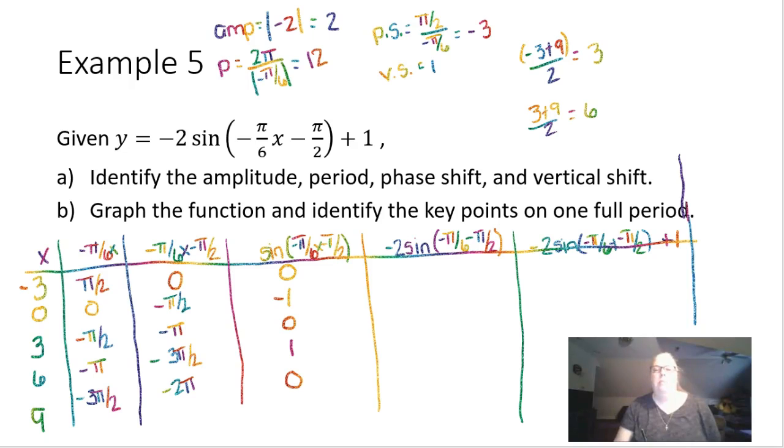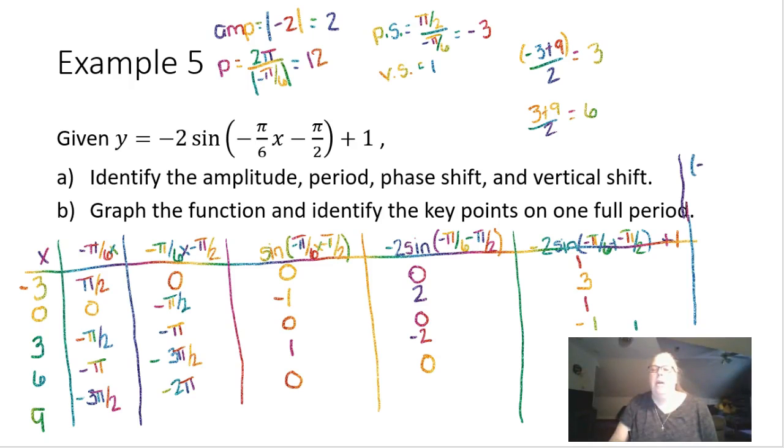In the next column, we're going to multiply everything in this column by negative 2. Negative 2 times 0 is 0. Negative 2 times negative 1 is positive 2. Negative 2 times 0 is 0. Negative 2 times 1 is negative 2. And negative 2 times 0 is 0. And on the last column over here, our vertical shift, we're going to add 1 to everything. 0 plus 1 is 1. 2 plus 1 is 3. 0 plus 1 is 1. Negative 2 plus 1 is negative 1. And then 0 plus 1 is 1.